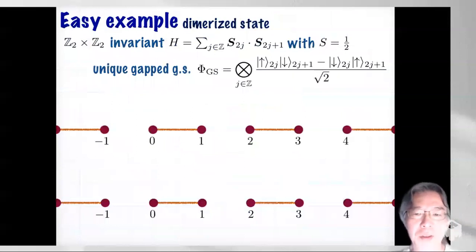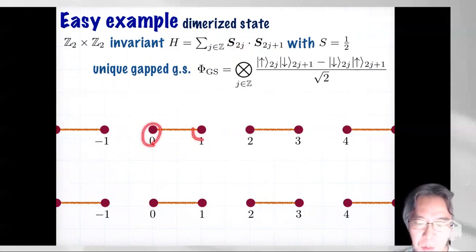Before discussing the definition of the index, I want to discuss examples. So these are wishful examples. Consider a very simple Z2 cross Z2 invariant spin 1/2 chain with this Hamiltonian. This looks like the Heisenberg antiferromagnetic Hamiltonian, but no, this is not. Be careful, because the sum is over 2J and 2J plus 1. So this means that there is an interaction between site 0 and 1 and between site 2 and 3, but no interaction between site 1 and 2. So this is a very, very simple problem.